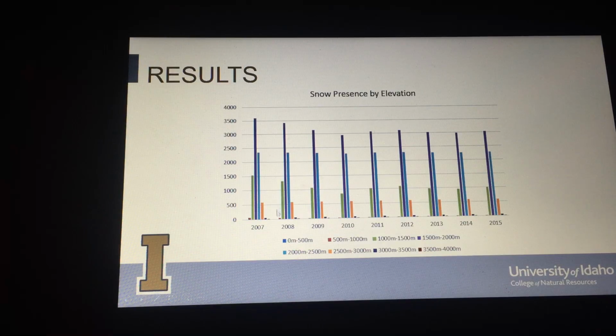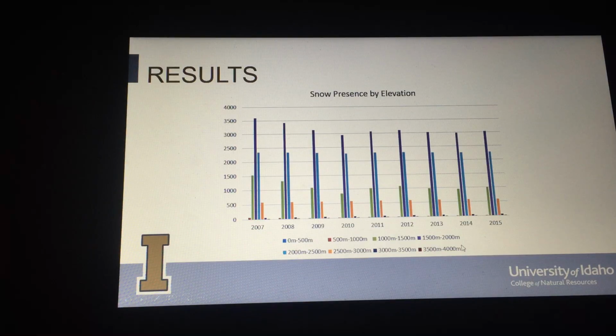The 1,500 to 2,000 meter elevation class had the most snow total, but it did experience fluctuation as seen here. The 2,000 to 2,500 meter data had a very constant presence of snow throughout the study time. The 2,500 to 3,000 meter elevation class had the exact same amount throughout the entire study period, as well as the other 2 high elevation categories.